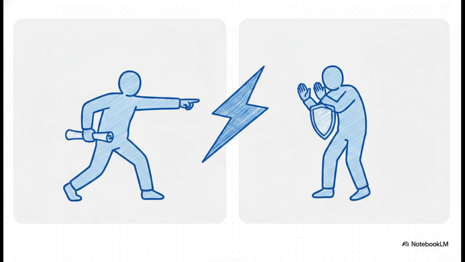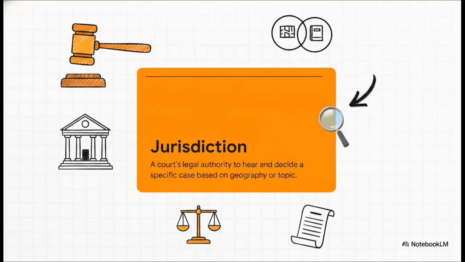The defendant is the party who has to answer those civil claims, or if we're talking about a criminal case, they are the person formally accused of a crime by the government. Now, before a judge can even think about banging that gavel, they must have jurisdiction. This is simply a court's legal authority to hear and decide a specific case.